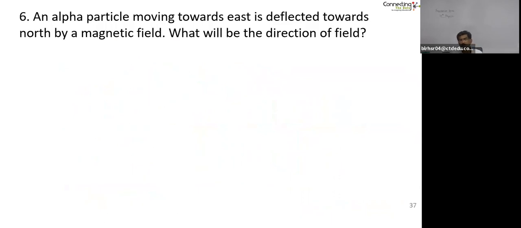An alpha particle moving towards the east is deflected towards north by a magnetic field. What will be the direction of the magnetic field? So an alpha particle, just to remind you, consists of 2 neutrons and 2 protons. So it's got a plus 2e charge to it. It's a positively charged particle.